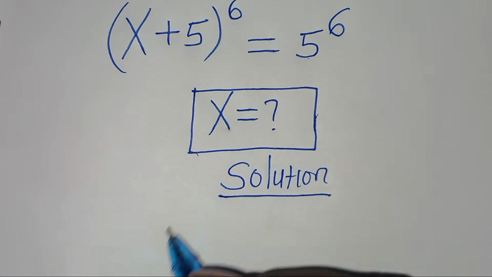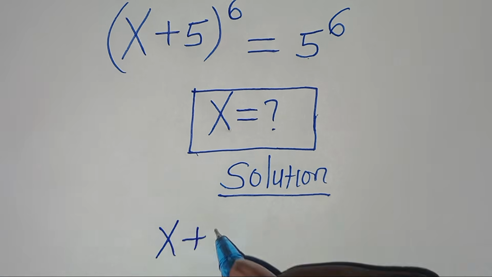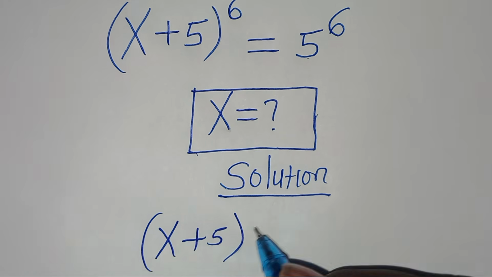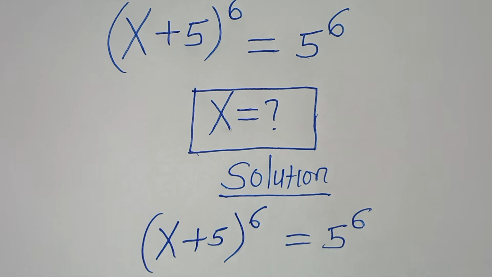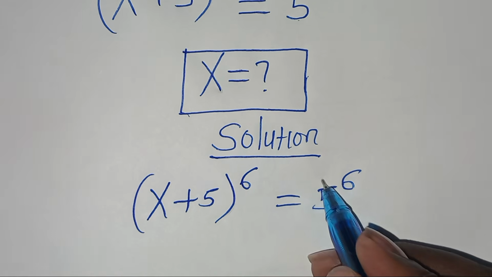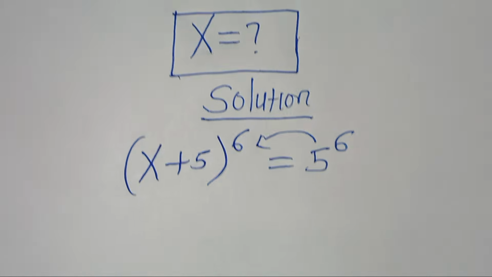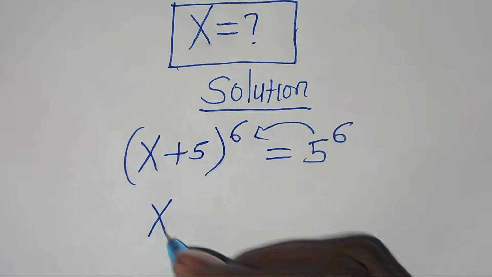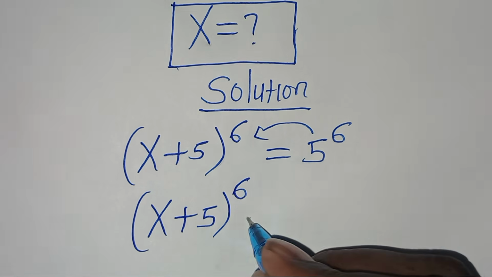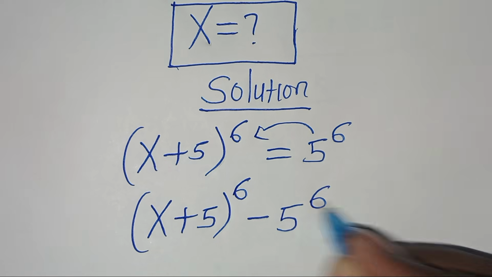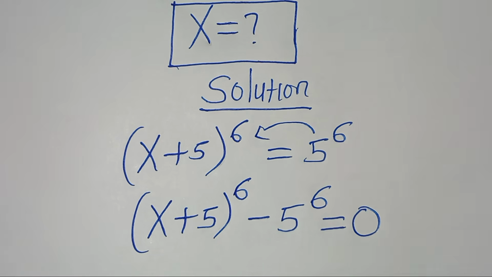So we have (x + 5) raised to the power of 6 equal to 5 to the power of 6. Now let's take 5 to the power of 6 to the left hand side, so that now we have (x + 5)^6 minus 5^6 equal to 0.